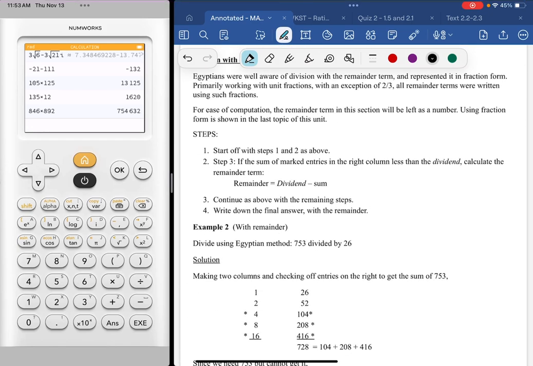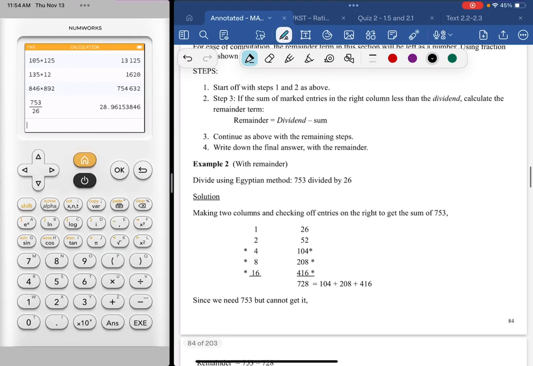If the sum of the marked entries in the right column is less than the dividend, calculate the remainder term, dividend minus the sum. And then continue above with the remaining steps and write down the final answer with the remainder. So I'll just take you through this example here. 753, if you're doing that on a calculator, we'll just do it real quick.